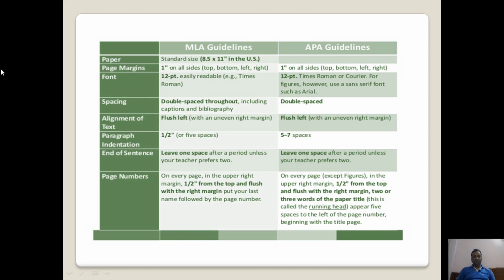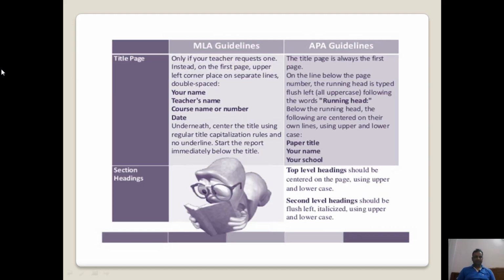Page numbers, how to write page numbers? Put one on every page, in the upper right margin, 1.5 inch from the top and flush with the right margin, and put your last name followed by the page number. Generally we do write this, and everybody has this information.